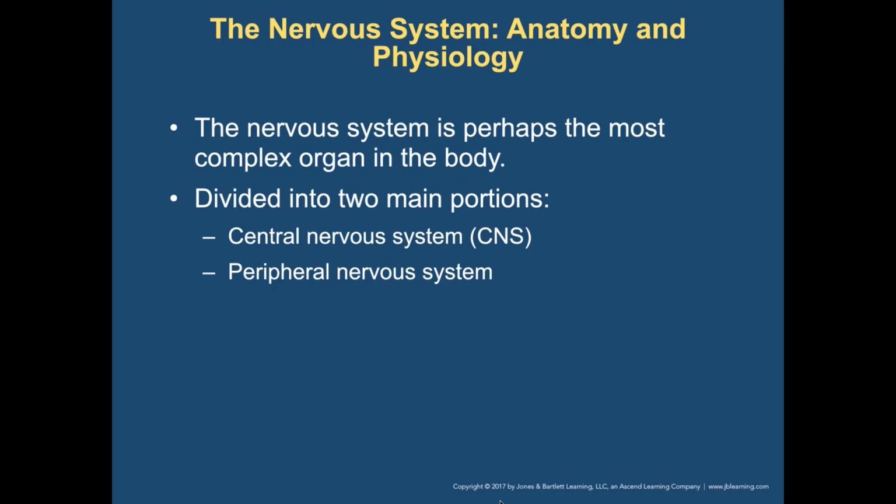So, all right, the nervous system. The nervous system is perhaps the most complex organ system in the body. If you want to be a really rich doctor, go be a neurologist. It's divided into two main portions. You have your central nervous system and your peripheral nervous system. Your central nervous system is just your brain and your spinal cord.